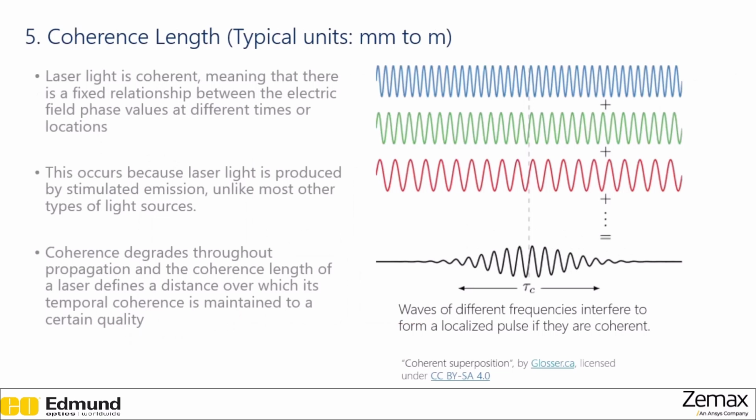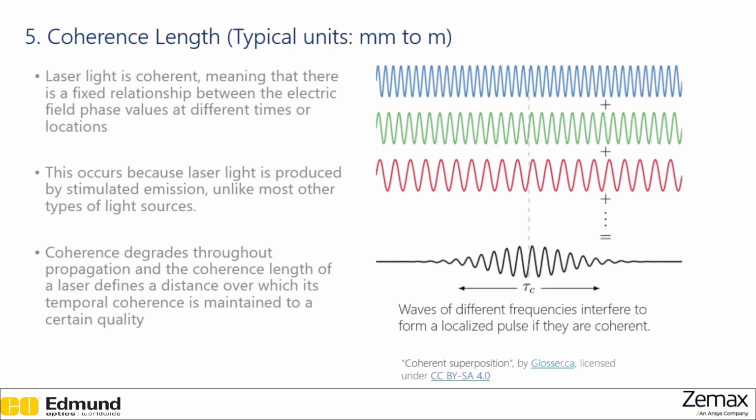Laser light is coherent, meaning that there's a fixed relationship between the electric field phase values at different times or locations. So what we mean by that is if we add up the different electric field phase values, essentially looking at the interference between different components of the wave, they have a fixed relationship. This is what allows for laser pulses.